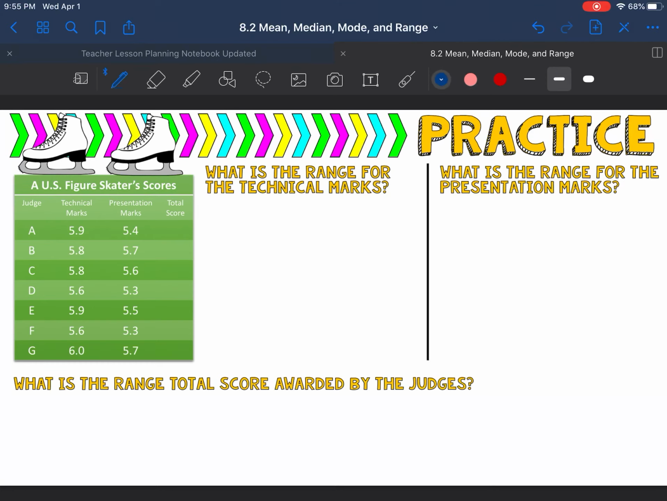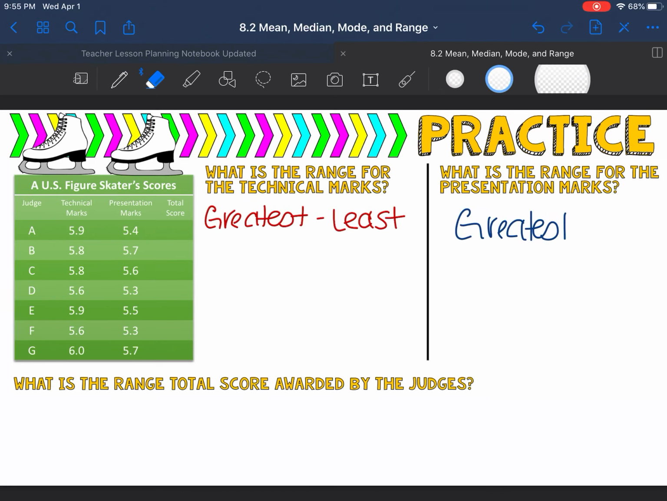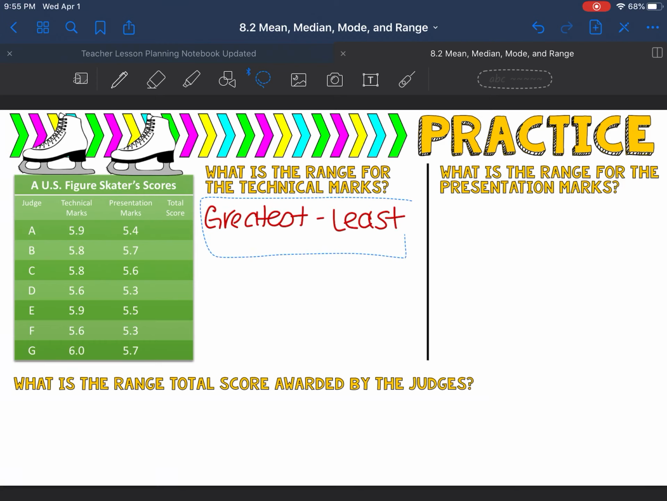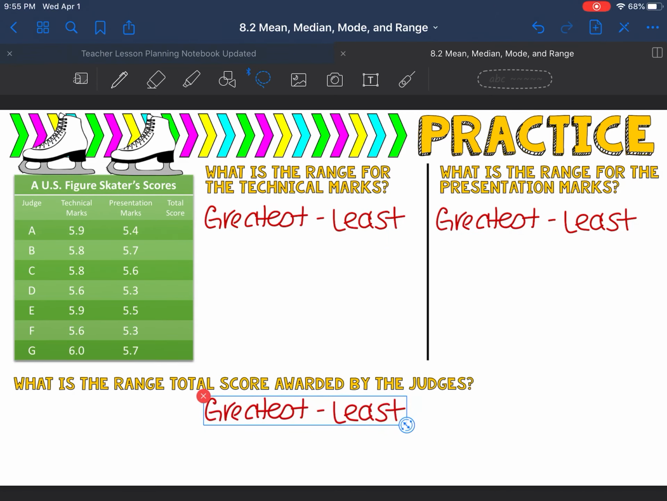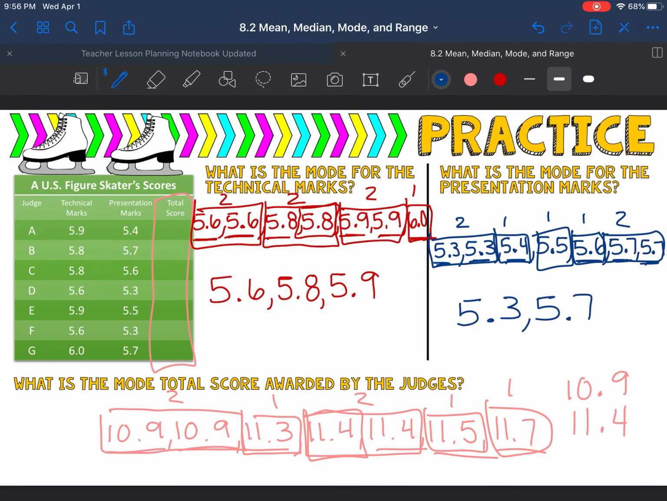All right, we're going to find the range. Remember, in order to find the range, it is the greatest minus the least. Now, I know I'm going to be finding the greatest minus the least on all of these, so might as well go ahead and copy this, so that way we don't have to keep copying it. Copy, paste. All right, so we're going to go back to the last slide so we can figure out for the technical scores, what was my greatest number and what was my least.